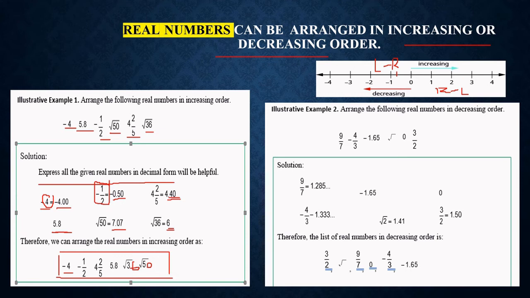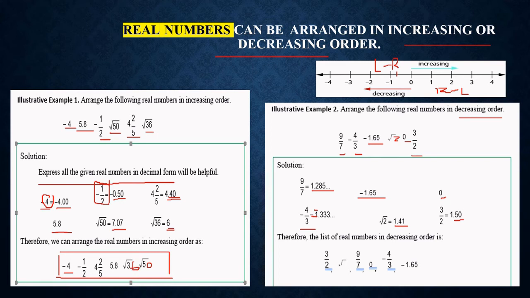For example number 2, you're going to arrange in decreasing order. So we have 9/7, negative 4/3, negative 1.65, square root of 2, 0, and 3 halves. So again, change this to decimal form. So 9 over 7 when changed to decimal is 1.285 and so on. Negative 4/3 when changed to decimal is negative 1.333 and so on. Negative 1.65 is already in decimal form. Square root of 2 is 1.41. Then we have 0. 3 halves is 1.50.